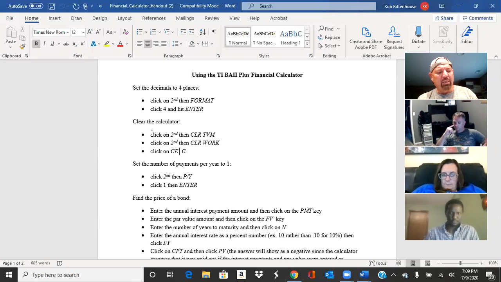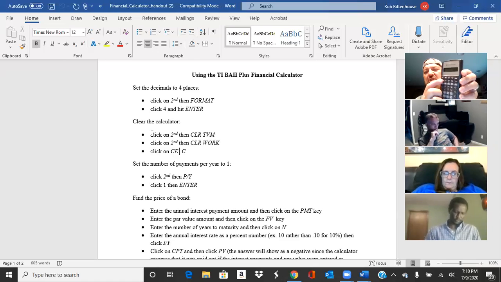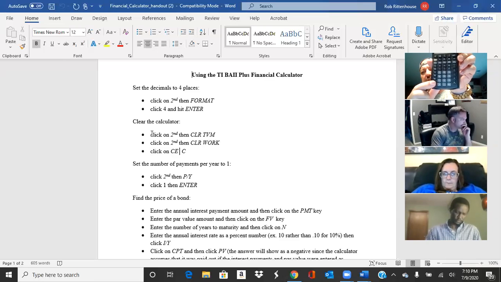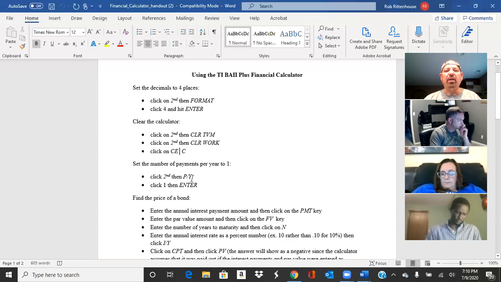And I showed them. And then I discovered that instead of hitting the third button down, they were hitting the second button down, the button above the clear time value money instead of the button below the label clear time value money. So anyhow, second clear time value money, and then second clear work, which is just the clear button. Okay, so do that.